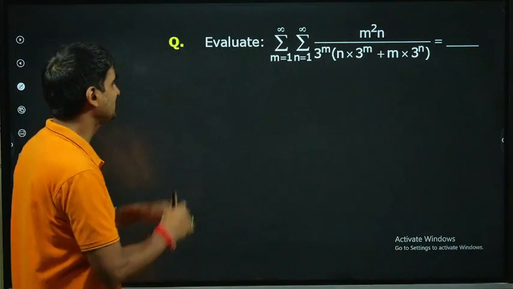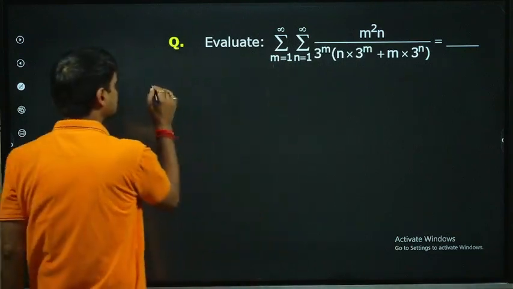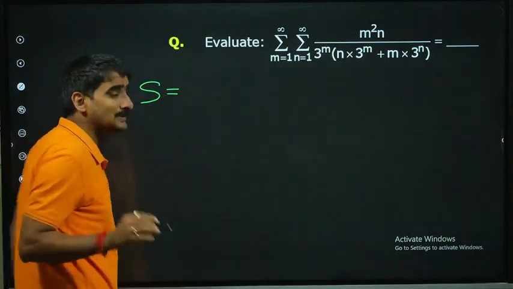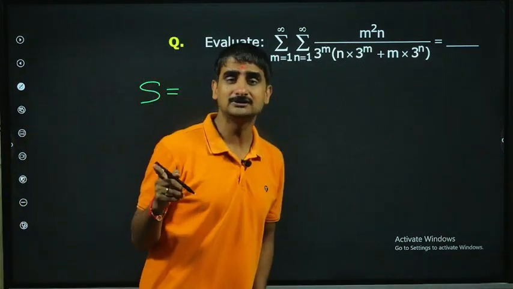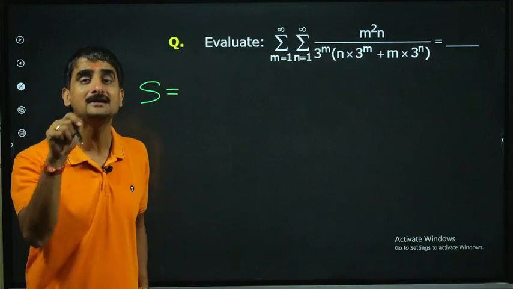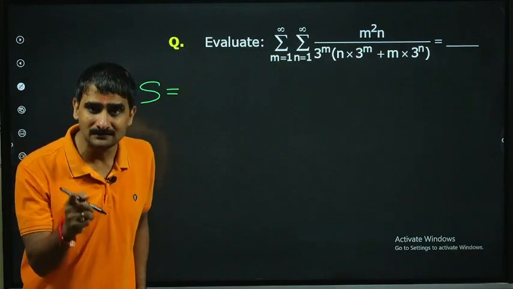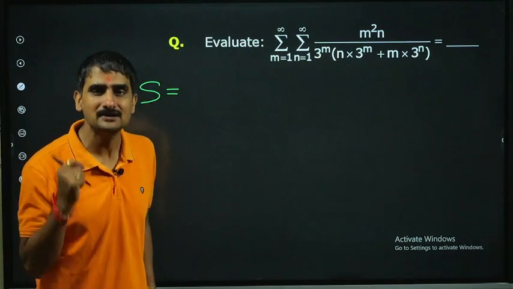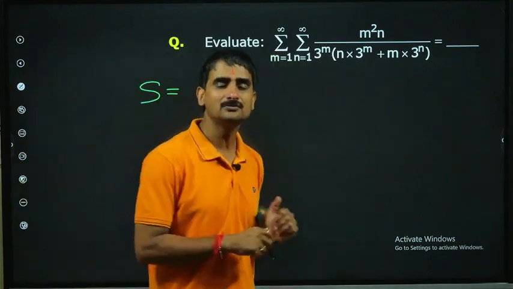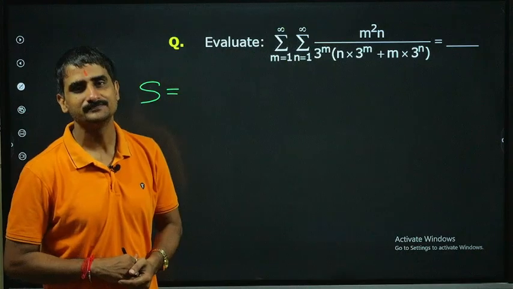Okay, so let's start. See, that's the series of double variable. The important thing is there is no relation whatsoever between m and n. They are independent variables. Both go from 1 to infinity here.